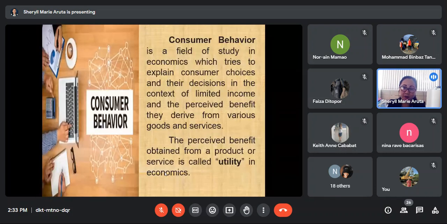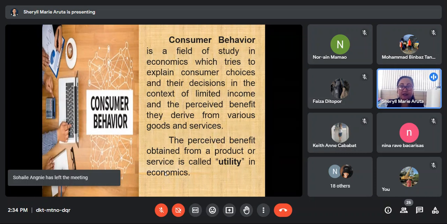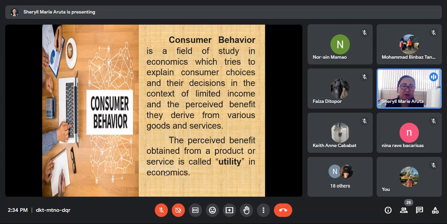So consumer behavior is a field of study in economics which tries to explain the consumer's choices and our decisions in the context of limited income. As we kept on saying, this is part of economic facts. Now we have limited resources, and part of our limited resources is the income that we have at hand for spending purposes. So the limited income will always dictate the benefit and the satisfaction that we are going to experience from the consumption of goods or services.